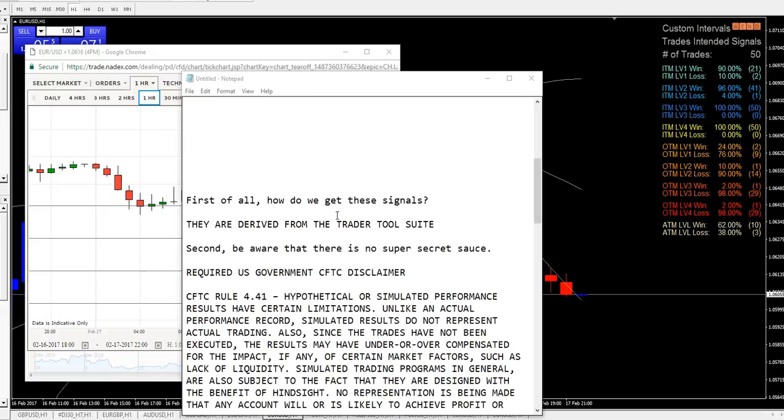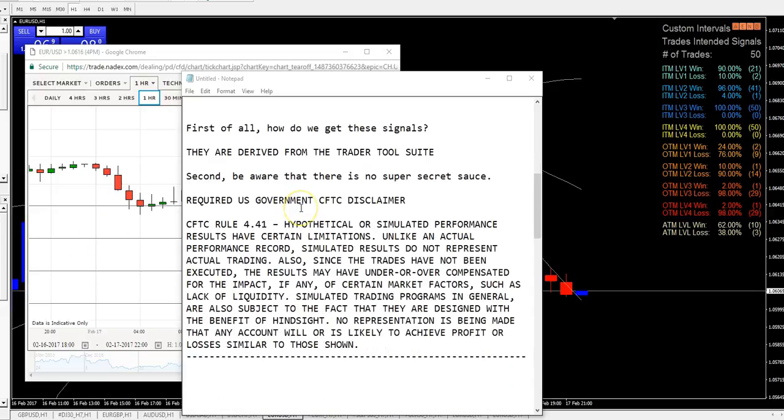Second, be aware that there is no super secret sauce. There's no secret to trading. There's no things that banks don't want you to know. There's none of that. All of that garbage is absolute bullcrap. Steer clear of that. Trading is trading. It's a business. Some people have proprietary processes on how they do their trading. I do. Most people do. But there are no big super secrets. So you're not going to find any secrets here.